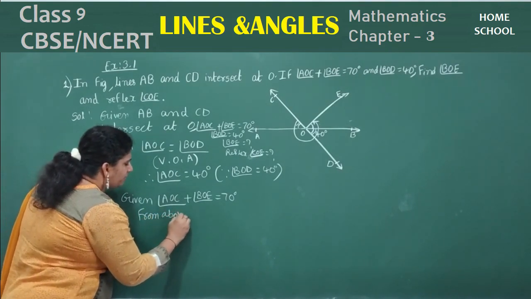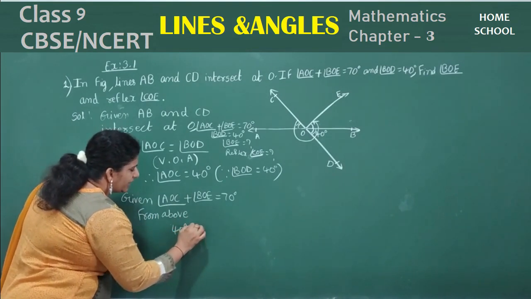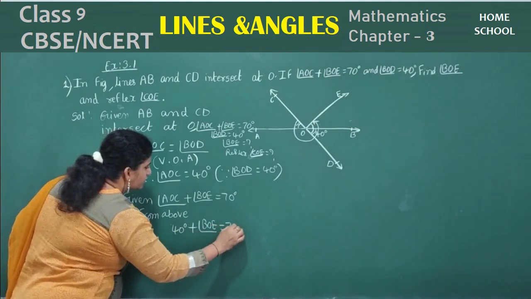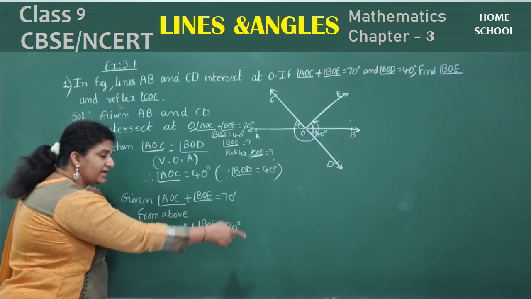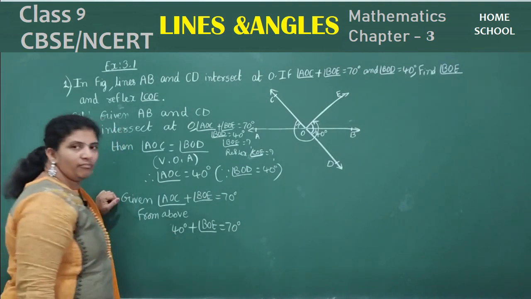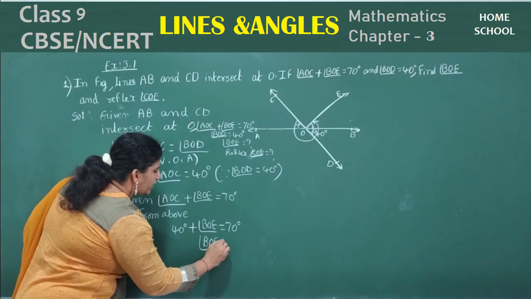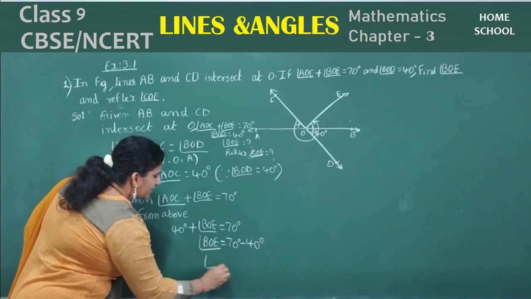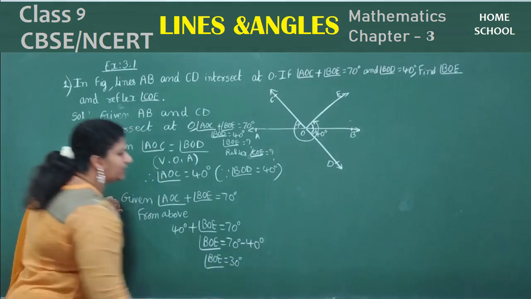From above, I got angle AOC is equal to 40 degree plus angle BOE is equal to 70 degree. Right? This 40 degree, if it is plus 40 and it goes to the other side, it will be minus 40 degree. That makes angle BOE is equal to 70 degree minus 40 degree. That is angle BOE is equal to 30 degree.